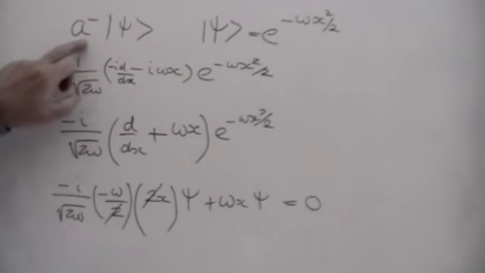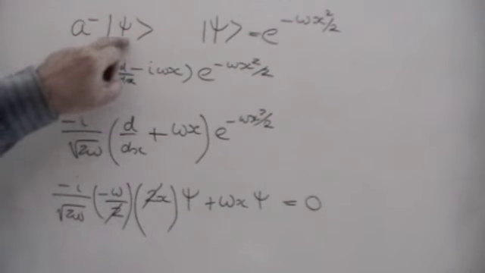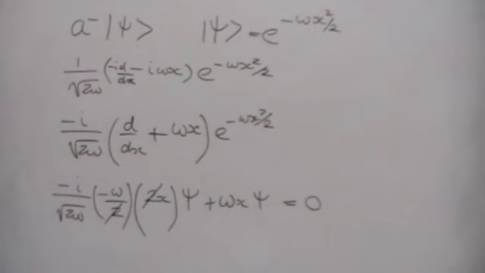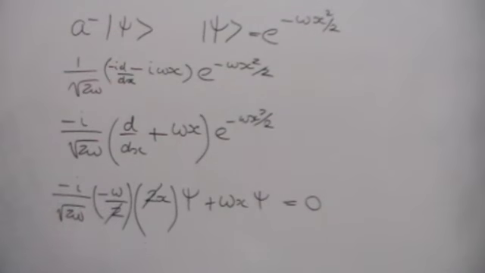So the effect of A minus on psi is to give us nothing. This is an annihilation operator. It acts on the wave function. Remember, I told you what the wave function is, but when it acted on that wave function, it gave us absolutely nothing. It has destroyed the wave function.